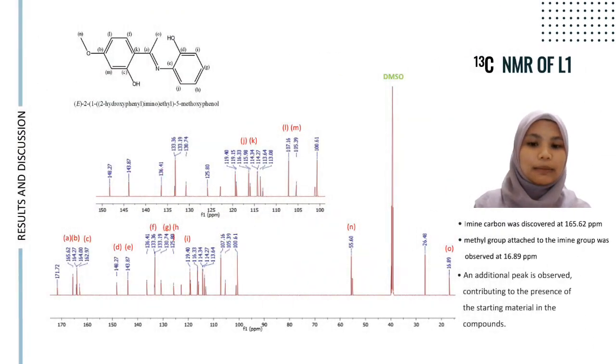So for carbon NMR of L1, it shows a chemical shift range from 105 to 164 ppm, which is assigned to the aromatic ring carbons, and the chemical shift for imine carbon was discovered at 165.62 ppm. There are also additional peaks observed in the proton and also carbon spectrum, which contribute to the presence of starting material in the compound.